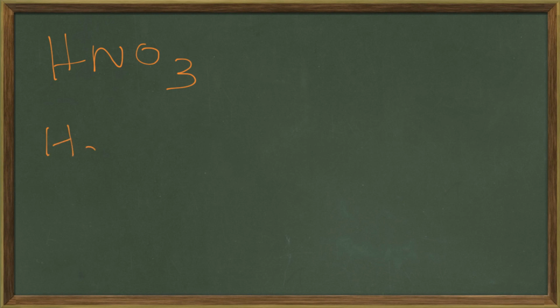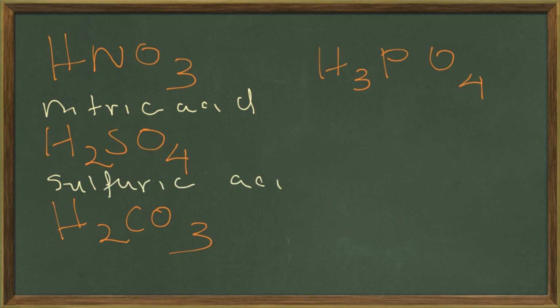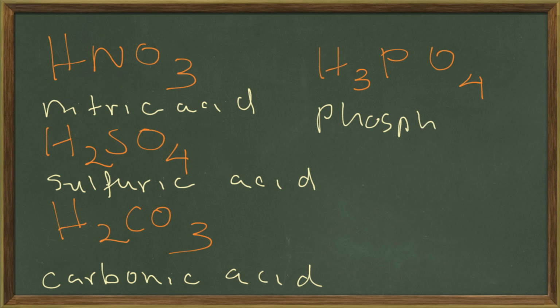HNO3, H2SO4, H2CO3, right? H3PO4. So these are very important acids. These names, let me write them down so you can see: nitric acid, sulfuric acid, carbonic acid, phosphoric acid. So these are the common acids too.